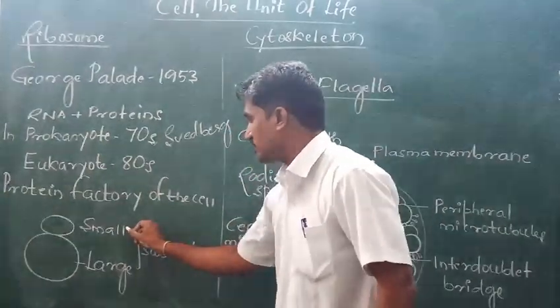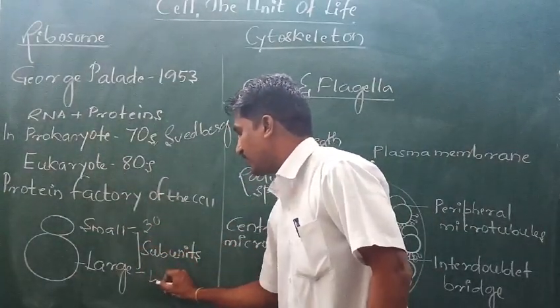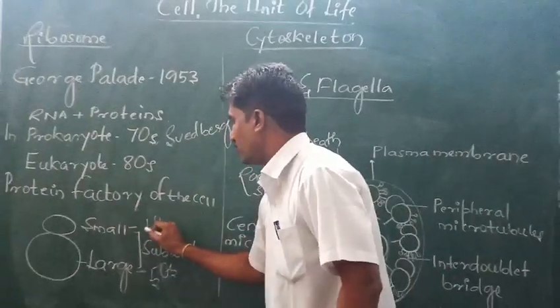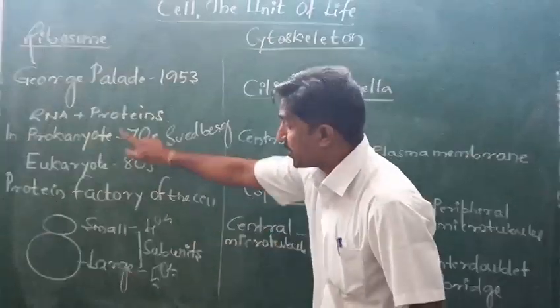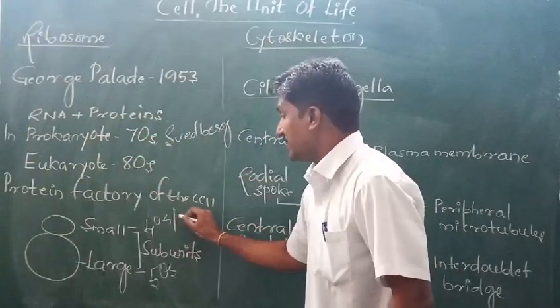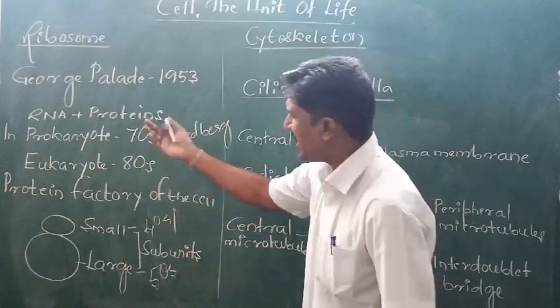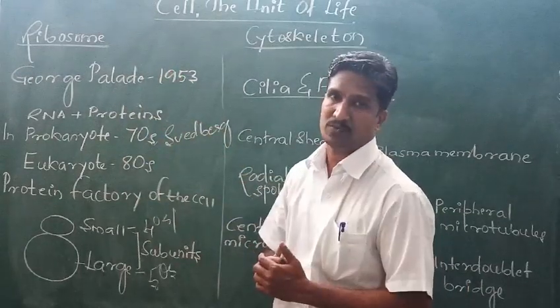The smaller subunit is usually 30S and the larger is 50S. Sorry, in prokaryotes the smaller is 30S and the larger is 50S, whereas in eukaryotes it is different. So in that way you are going to study about the ribosome.